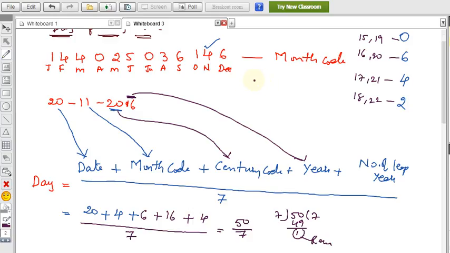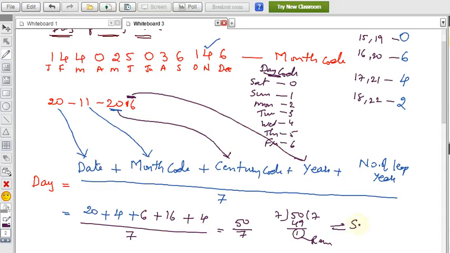Saturday is 0. Saturday, Sunday. Always remember 0 is Saturday, followed by 1, 2, 3, 4, 5, 6. So this is the day code. Sunday, next Monday, Tuesday, Wednesday, Thursday and Friday. So this is the day code. Just remember it begins with Saturday, 0. So now the remainder is 1. Therefore this is Sunday.